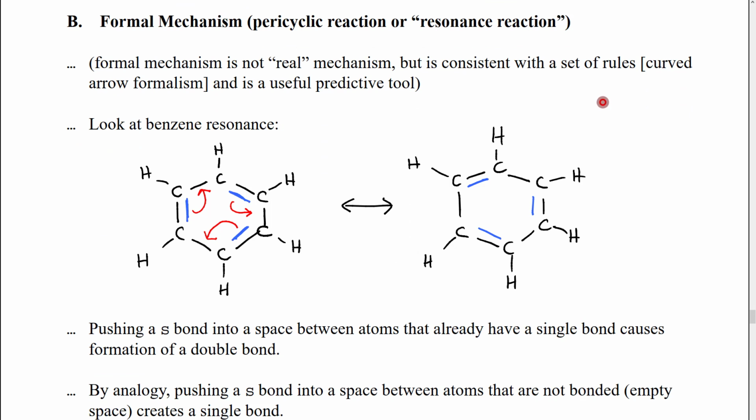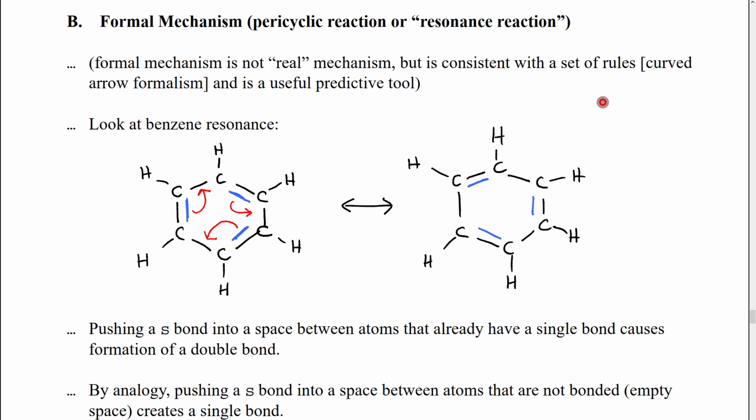I'm going to be presenting here a formal mechanism for this reaction. Again, as I mentioned, this is called a pericyclic reaction. I sometimes call it a resonance reaction. Again, I want to point out that formal mechanisms are not the quote-unquote real mechanism, but formal mechanisms have a consistent set of rules, in this case, the way we move the curved arrows, that therefore allow us to predict how the molecules might come together and change from reactant to product.